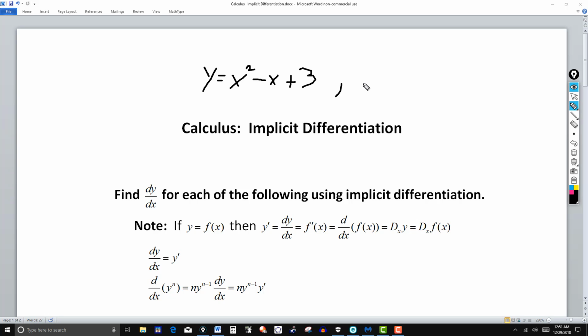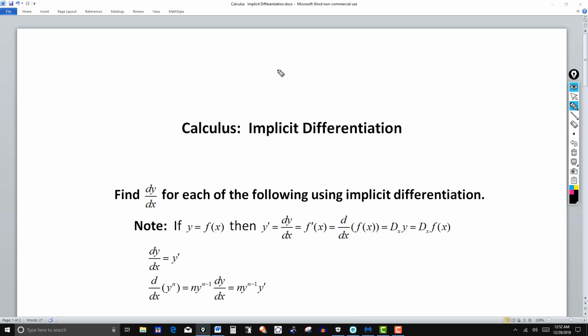So you just use your basic formulas, and I'm assuming that at this point you know your basic formulas for differentiation, or for computing the derivative. So the derivative here, or y prime, will be given by this. The derivative of x squared is 2x. The derivative of minus x is minus 1. The derivative of a constant is 0, so you get this. Okay, this one is written explicitly.